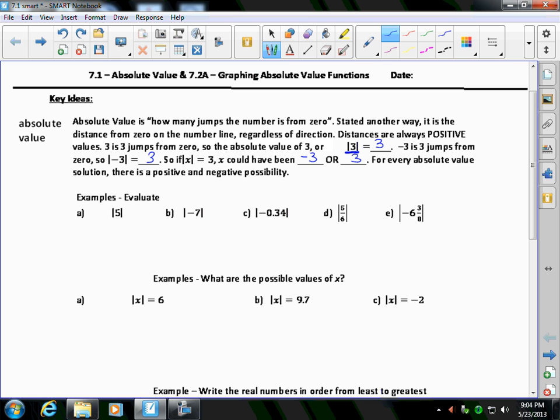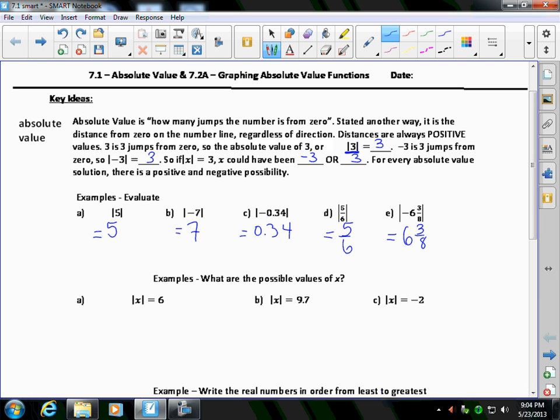So it says evaluate. Absolute value of 5, well, that's just 5. Absolute value of negative 7, so that's asking how many spots away from 0 is negative 7. It's 7. Negative 0.34, absolute value of that is 0.34. Works the same for fractions. 5 over 6, absolute value of that is just 5 over 6. Absolute value of negative 6 3/8 is just 6 3/8.